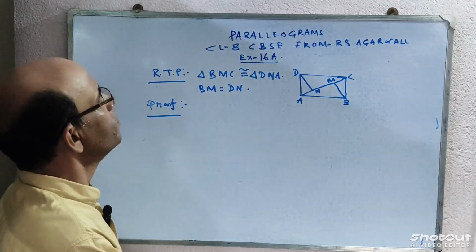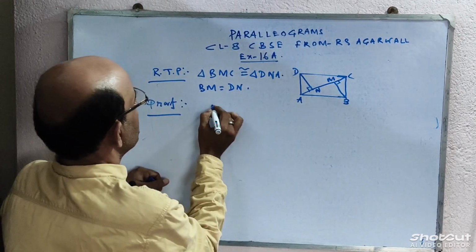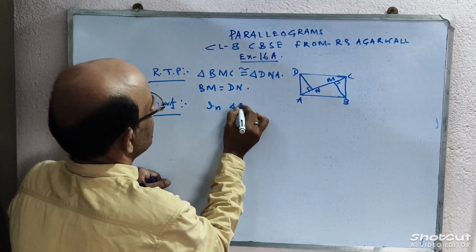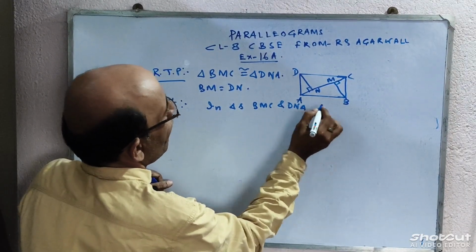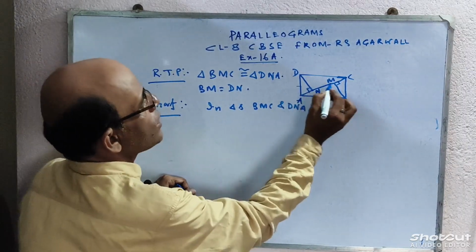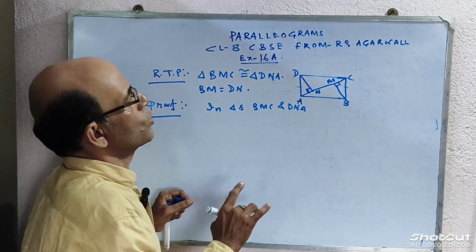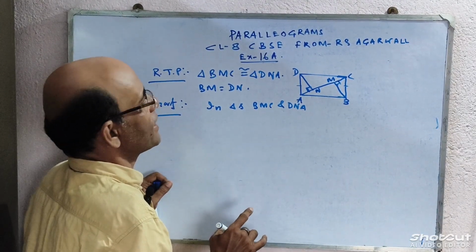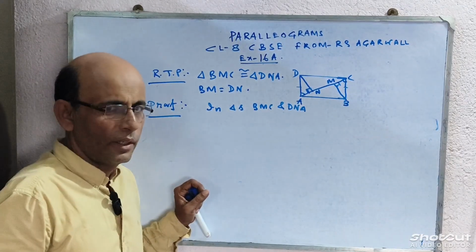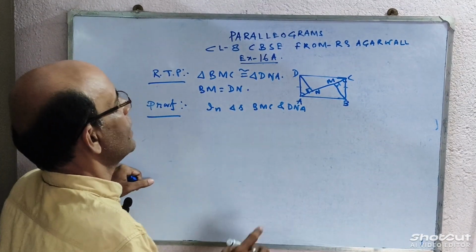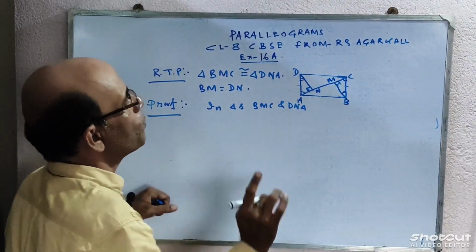First of all, you have to prove these two triangles congruent. In triangles BMC and DNA, opposite sides of the rectangle are equal. This is 90 degrees, this is 90 degrees, right angle, hypotenuse. But it is not RHS. This angle is equal to this angle, alternate angle. And the third angle is also equal. Therefore, this equals this. First of all, you have to prove it.